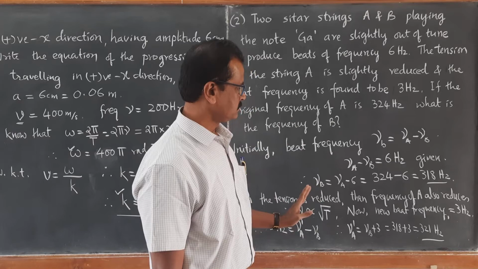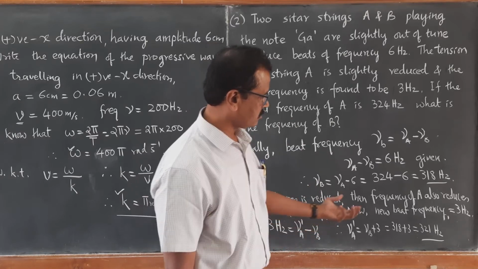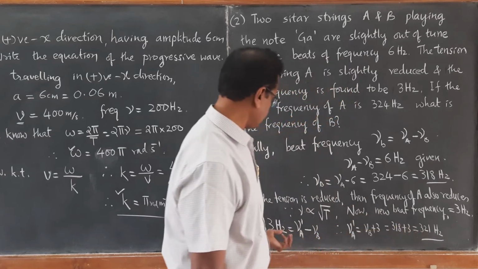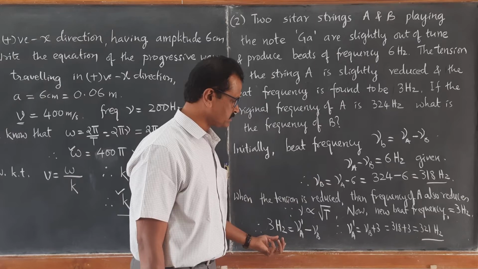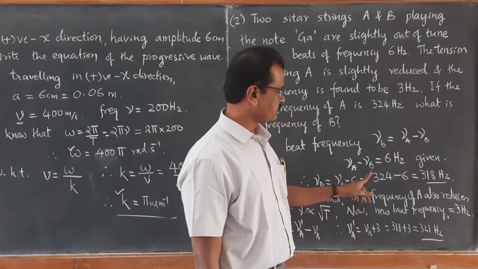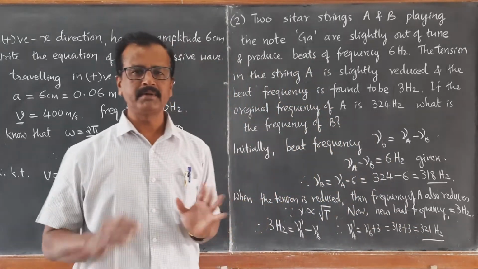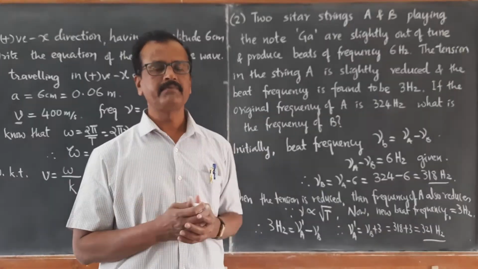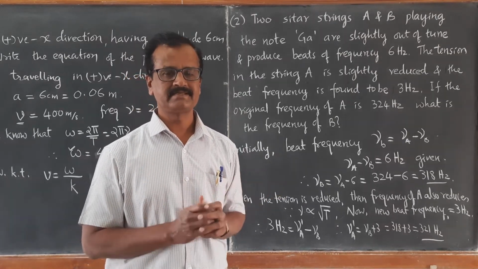Thus, the beat frequency is obtained as 3 hertz. If beat frequency is obtained as 3 hertz after reducing the tension, the frequency of A is reduced from 324 to 321 hertz. This is how we need to apply the theory that we have learned from the phenomenon of beats. Okay.